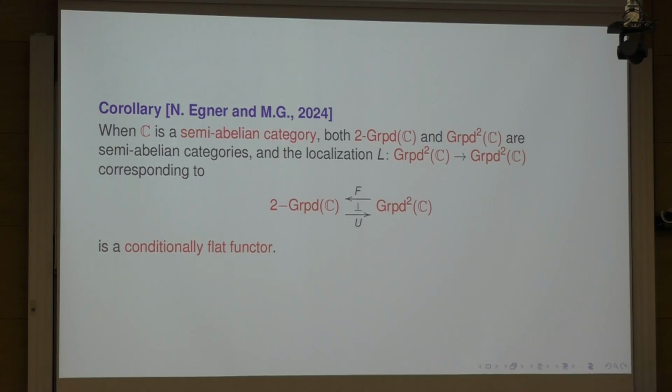Last result: if C is semi-abelian, then the localization from double groupoids to two groupoids in C, that corresponds to the reflection to two groupoids, is a conditionally flat functor.